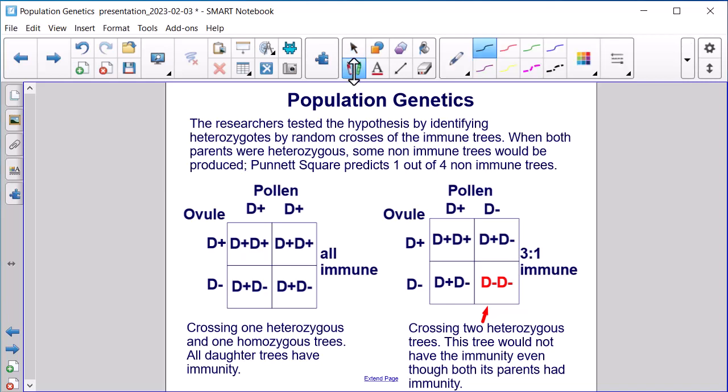So if you cross 1 heterozygote, dominant, with 1 homozygous dominant, you get all immune seeds, okay? All daughter trees have immunity. Crossing 2 heterozygous trees, this tree would not have the immunity even though both its parents had immunity.